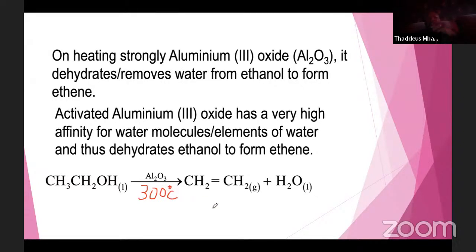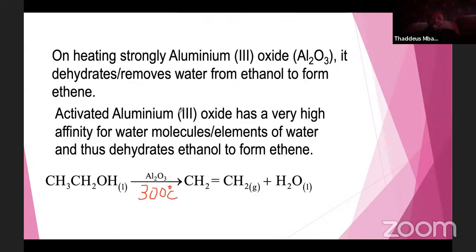Most books and students are used to forming ethene using ethanol plus concentrated sulfuric acid. Now, if somebody tells you we have ethanol, then solid A to get ethene, you will find somebody still saying this is dehydration, yes. But when told to identify solid A, they say concentrated sulfuric acid. Most books, students and even examiners put more weight on concentrated sulfuric acid. But remember, when aluminum oxide is used, the temperature is not 180, it is 300 degrees Celsius.